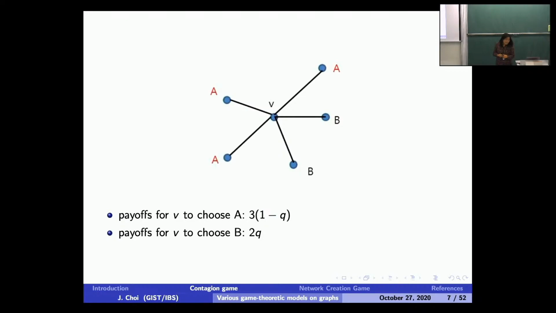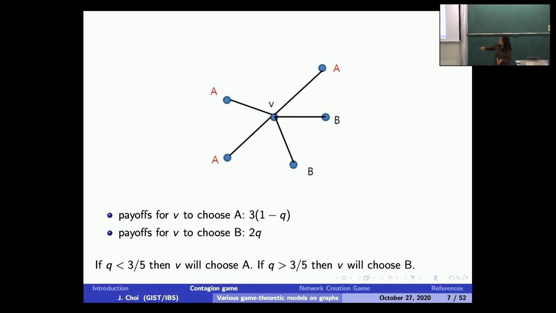So depending on which one is larger, V will take one of the options, but it depends on the value of Q. If Q is less than 3/5, then V will choose A. On the other hand, if Q is bigger than 3/5, then V will choose B.